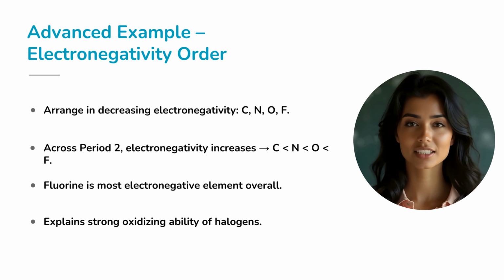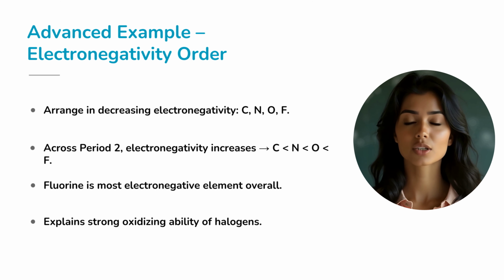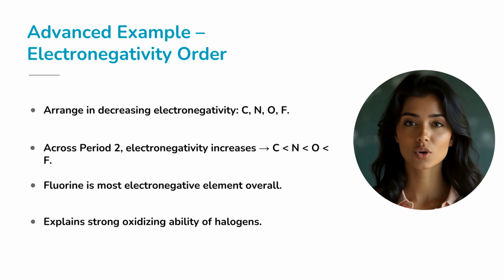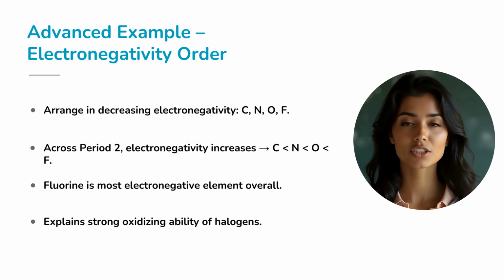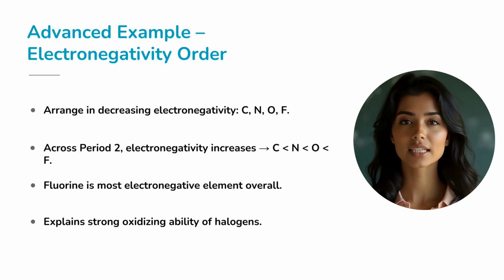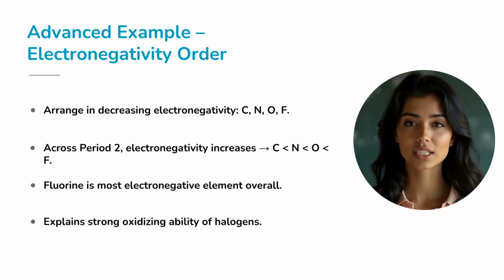Let's solve a classic example. Arrange carbon, nitrogen, oxygen, and fluorine in decreasing order of electronegativity. Across period 2, electronegativity steadily increases. So the correct order is carbon less than nitrogen, less than oxygen, less than fluorine. That makes fluorine the most electronegative element overall, explaining why it acts as the strongest oxidizing agent among halogens. Remember this order C, N, O, F because it not only helps in exams but also in understanding bonding behavior in organic and inorganic chemistry.